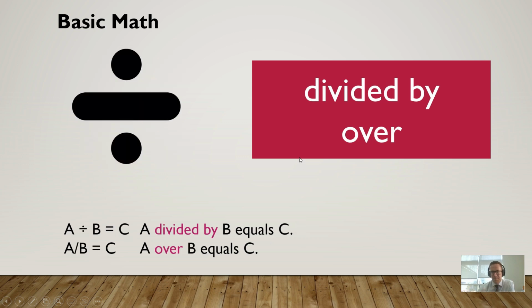Divided by, over. For example, A divided by B equals C. Or A over B equals C. Now this one is the same thing, it's the symbol here, but we sometimes use the line for this symbol. We quite often might say over when we're describing the line and divided by for this symbol, but they mean the same thing in maths.